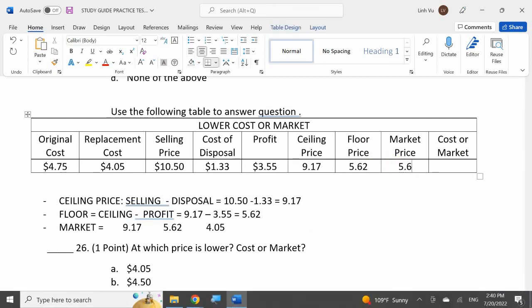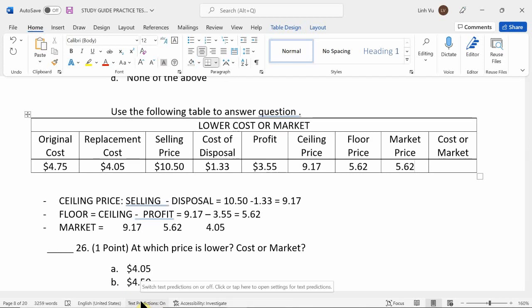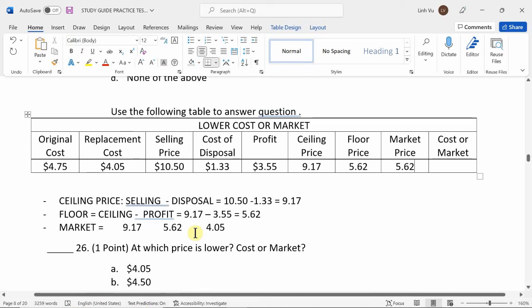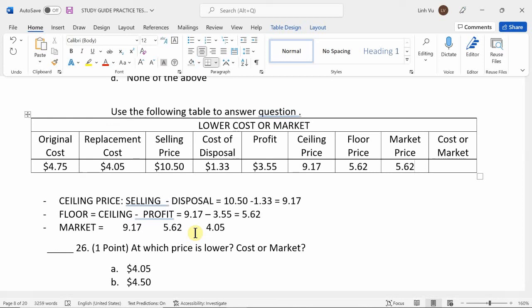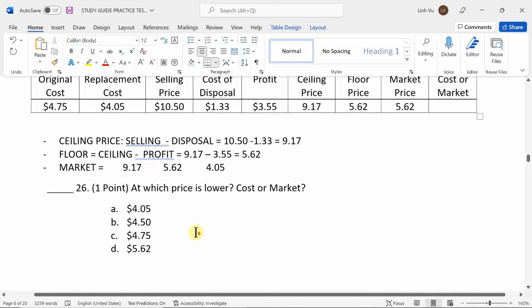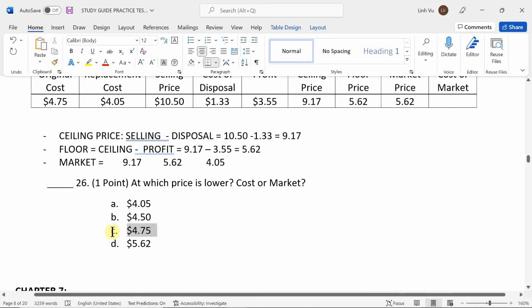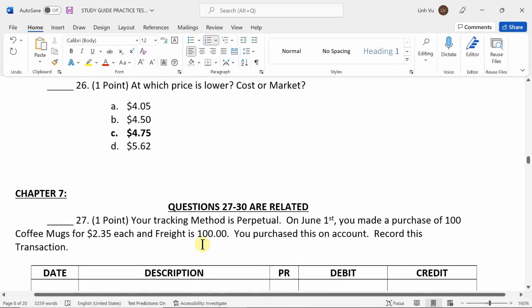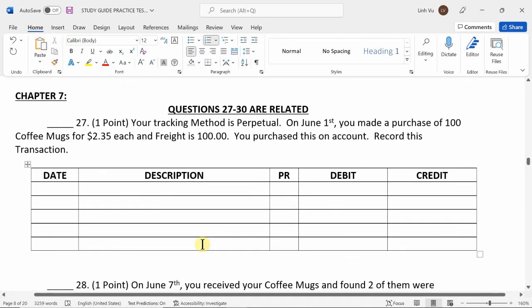Okay, because I need to choose the number that's in between the other 2 numbers, right? So in this case, I have to determine which one's the highest value, which one's the lowest value, and whichever number falls in between them. So in this case, $5.62 is correct. Last question is, which one's lower? Original cost at $4.75 or market cost at $5.62? Original cost of $4.75. Good. That's all you have to do, just answer the question: which price is lower, original cost or market?